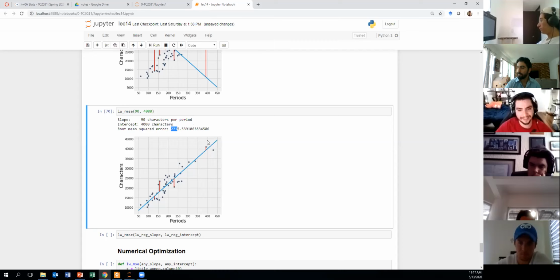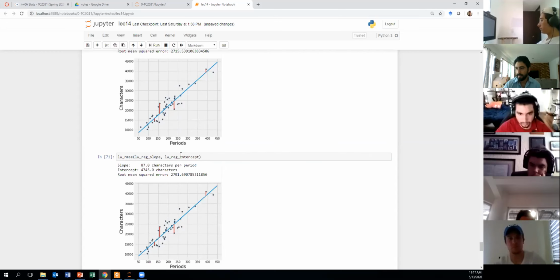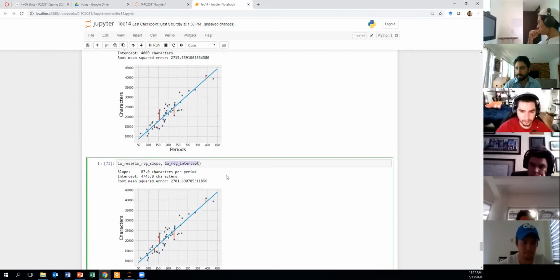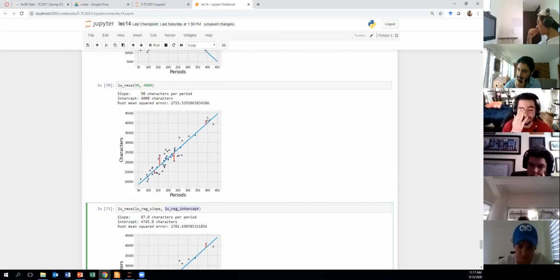Or the question is, what would be the line that gives me the least root mean square error? It would be the regression line, wouldn't it? Exactly, it would be the regression line. This is my regression line with the original regression slope and my regression intercept. So I'm calling the same function with that. This is the line. It's pretty close to this, but it's still better.